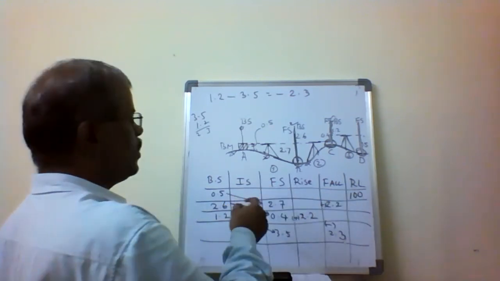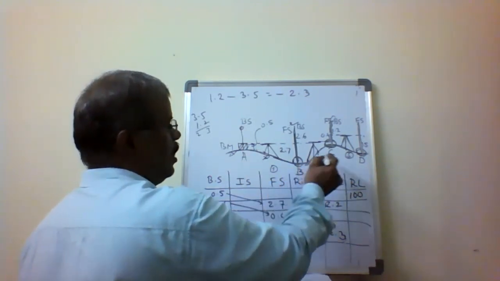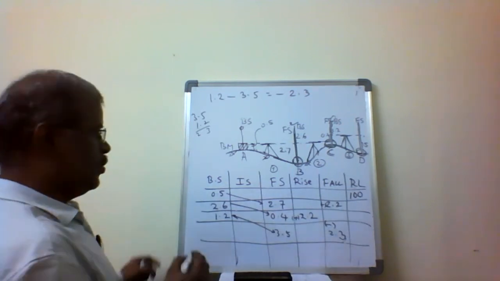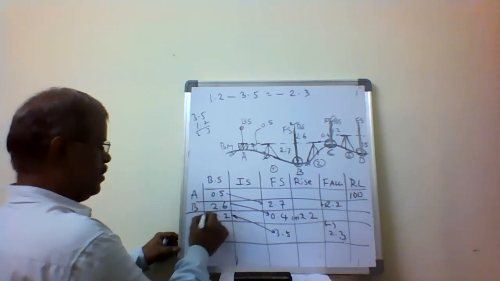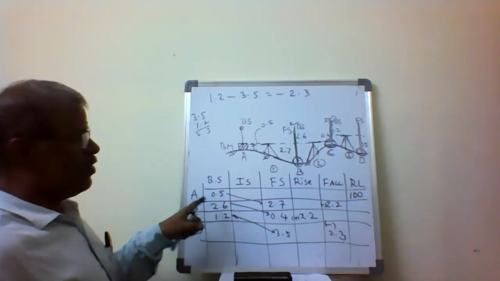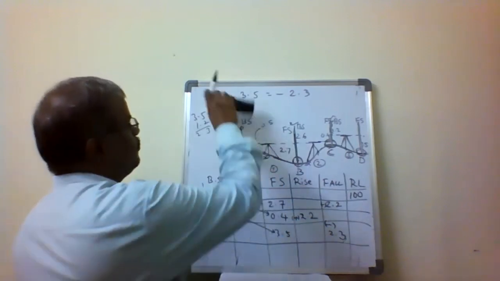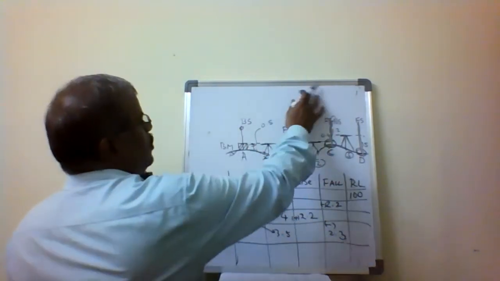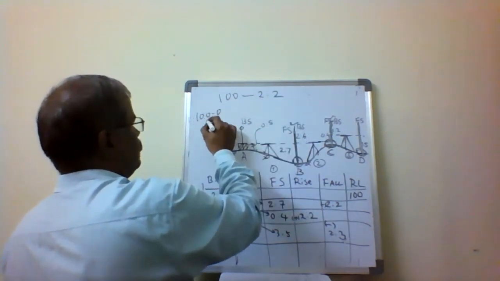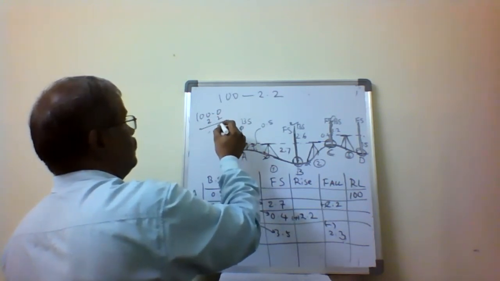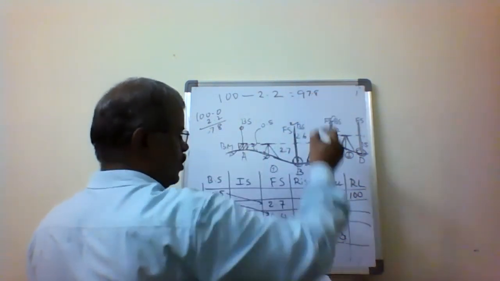Now I want to get the elevation of each point: elevation of A, which we know, elevation of B, elevation of C, and elevation of D. So this is starting point A, this is B, this is C, and this is D. RL of A is known, 100. Now RL of B I have to calculate: 100 minus 2.2, since it is a fall, so 97.8.